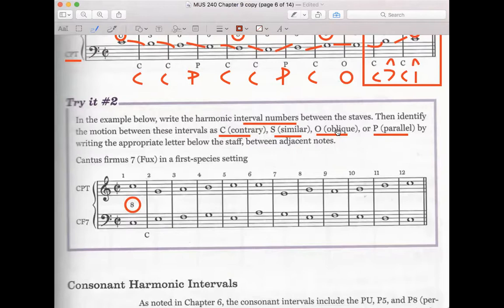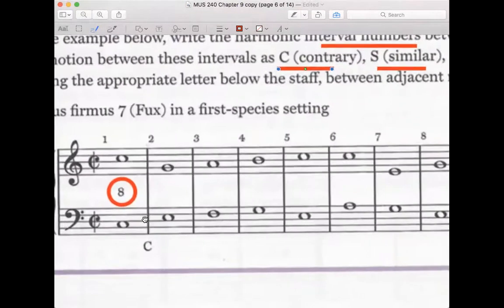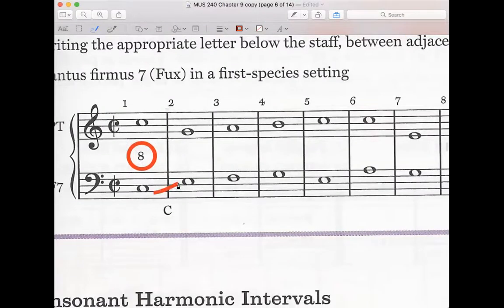Okay, again, if I'm going too fast, it's all right. We're just getting down the basic concepts. I just want you to know the basic concepts of contrary, similar, oblique, parallel. Be able to see the motion. So for instance, this voice is moving up, this voice is moving down. Okay, they've already marked C for you. So you're going to continue like this. Voice moving up, what's it called? Okay, is it parallel or is it similar? That's for you to figure out.